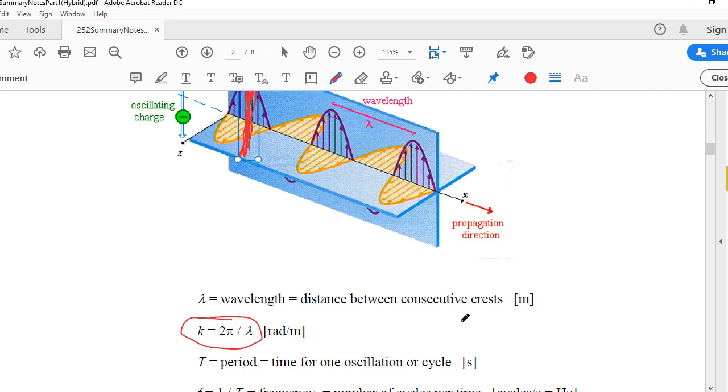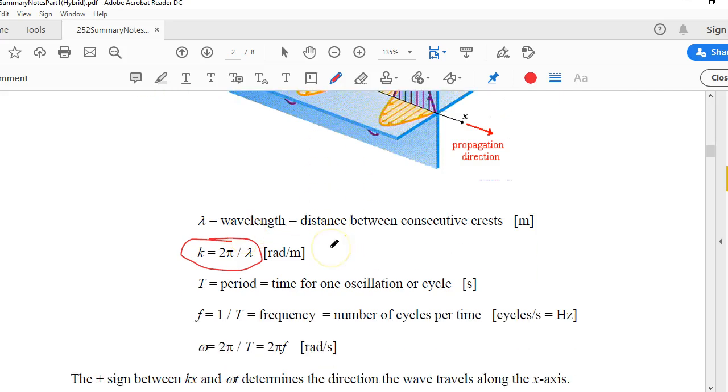Also, a word about k. Officially, it's the angular wave number. The wave number with no angular in front means 1 over the wavelength, so the reciprocal of the wavelength is sometimes called the wave number. But most people don't really care about the wave number, except crystallographers. So if you hear me say wave number, I always mean the angular wave number, 2 pi over lambda.